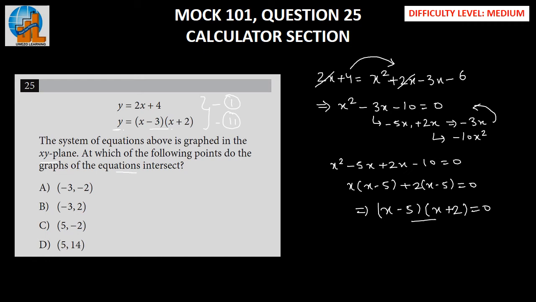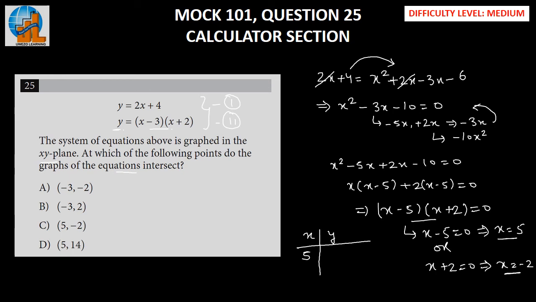Now for this to be 0, either x minus 5 has to be 0 or x plus 2 has to be 0. From this equation we get x is equal to 5, and from this equation we get x is equal to minus 2. Now we have got two values of x. Let's find out what will be the values of y for these corresponding values of x. So I'll just make a table here for x and y.